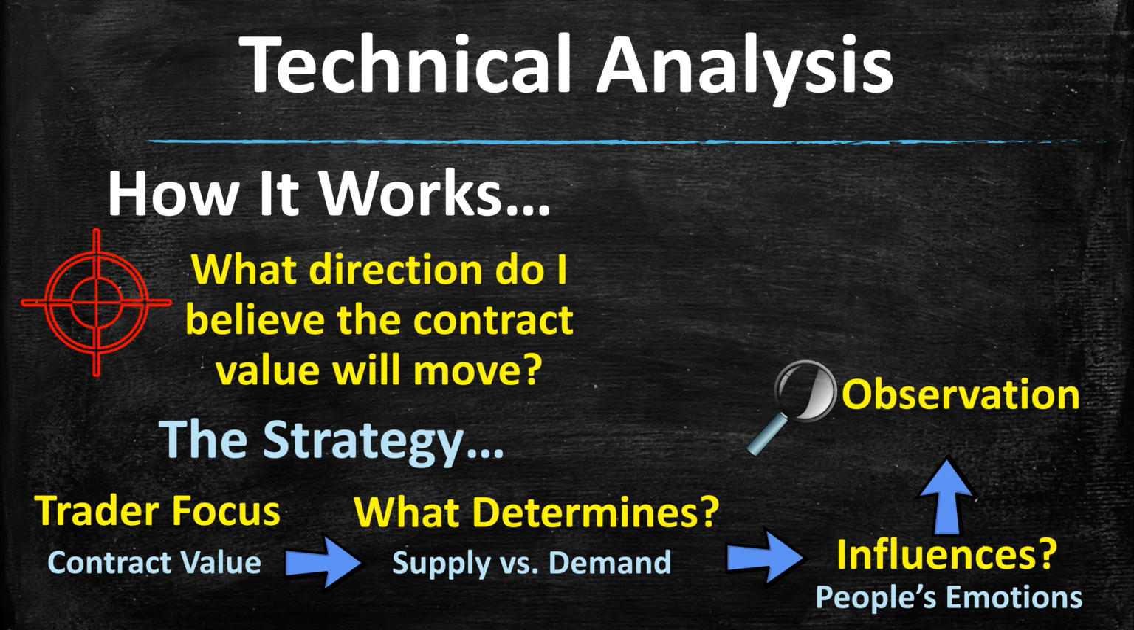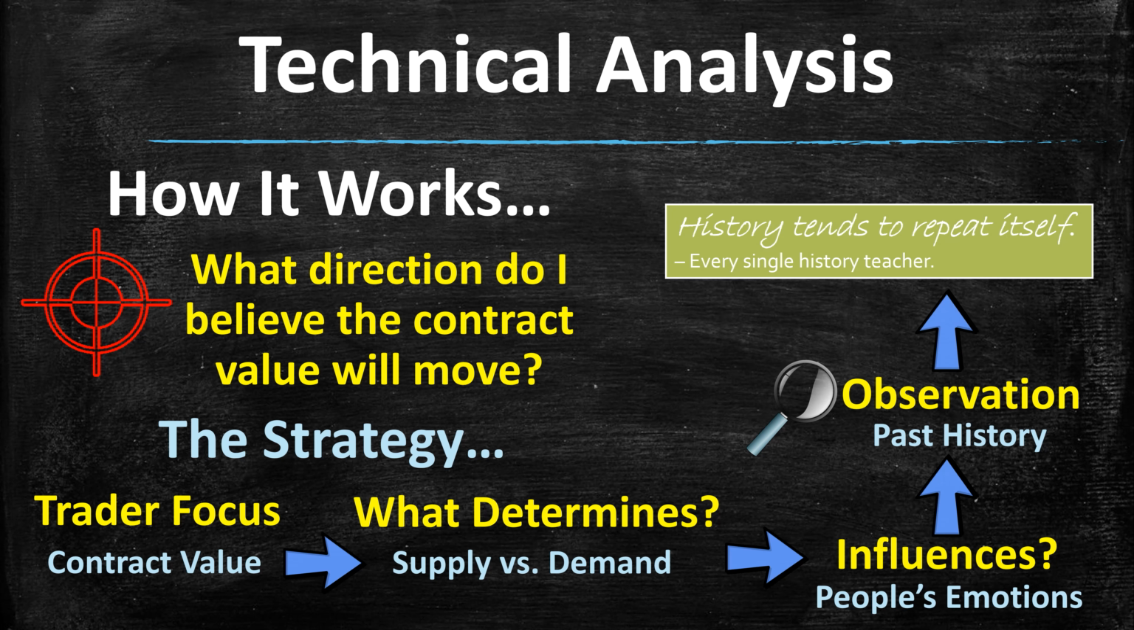So how do we observe people's emotions? And think back to that quote, about people, they just reveal who they are. Well, we can see who they are under certain circumstances, under certain emotional influences, by looking at past history. And I'm sure you've heard the quote multiple times, history tends to repeat itself, says every single history teacher who has ever taught history. But you know what? They're right. History does tend to repeat itself.